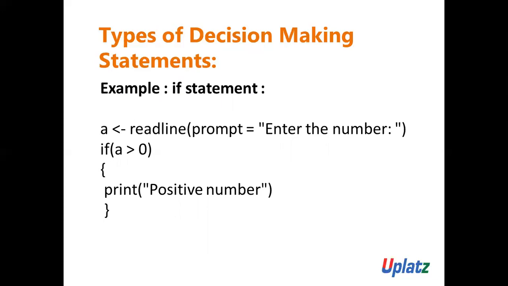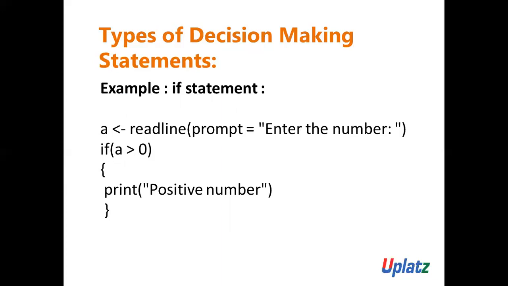In order to allow the user to enter the number, obviously we need to write the function readline. I hope you remember we studied this concept in the input output features supported in R programming. Inside the readline, we write the prompt, enter the number. The prompt is what is displayed on the console screen. Whatever number is entered by the user is assigned to a variable A. Now we need to determine whether the number is positive or not.